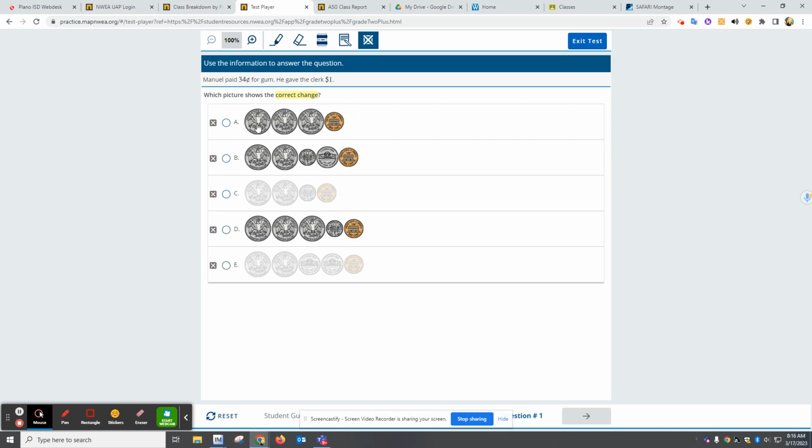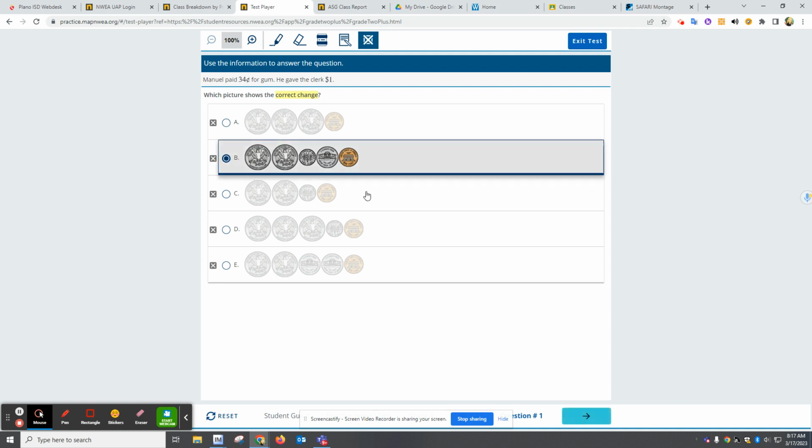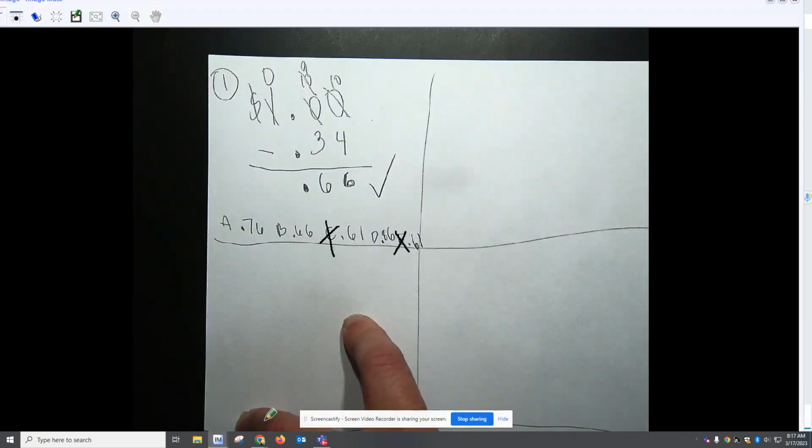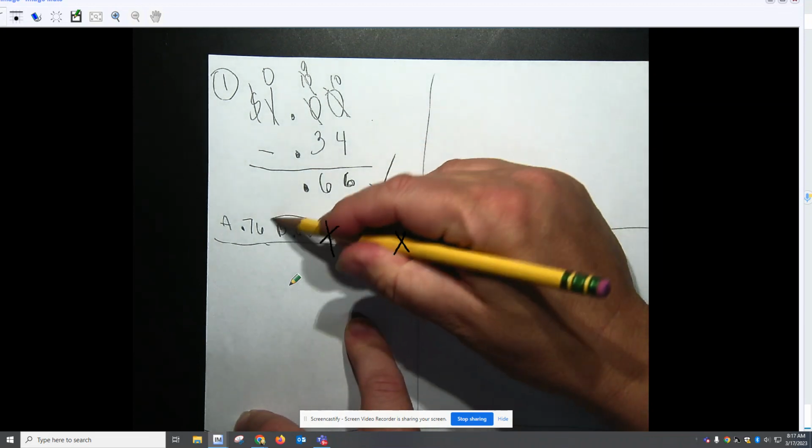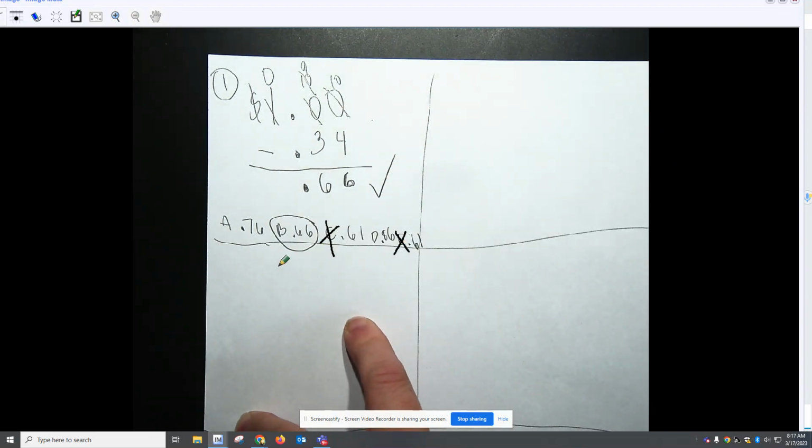Now I see 3 quarters here and 3 quarters here. That is too much because we said 66 was our answer, 66 cents. So I know these are wrong also because they are too much. So that leaves me with B, which when I add it up, I get 50 plus 10 is 60, plus 5 is 65, plus 1 is 66. So now my work matches my answer. Let's do one more.